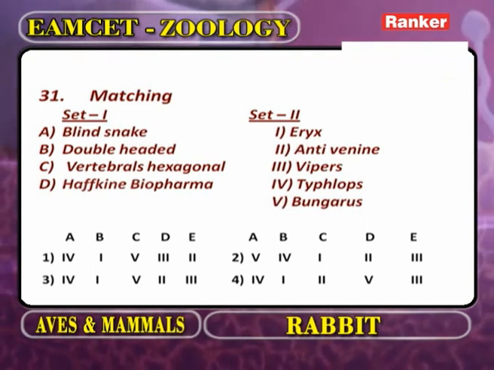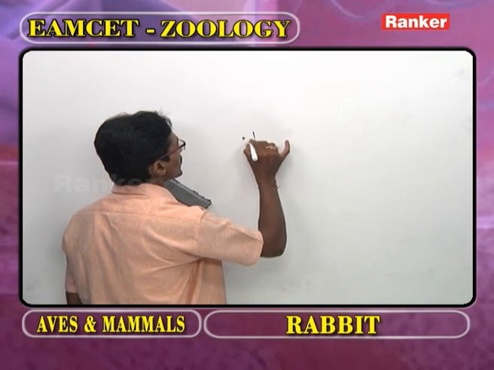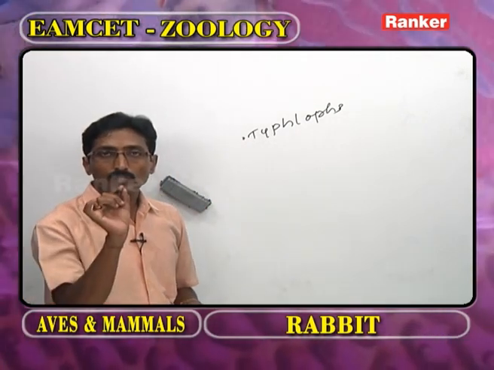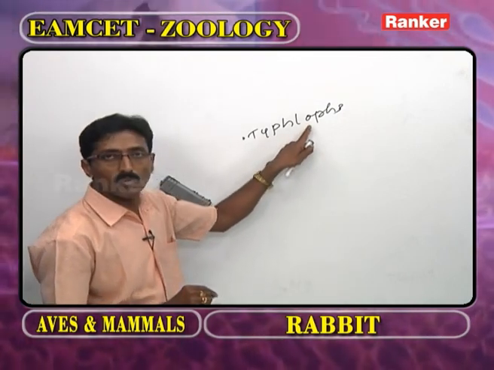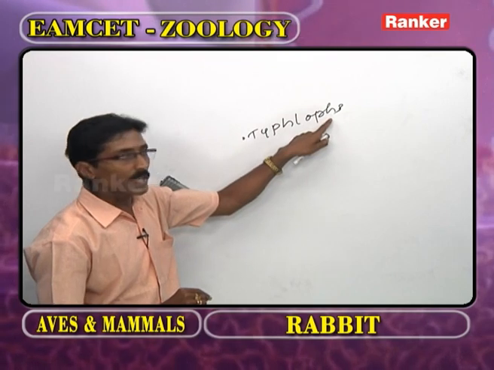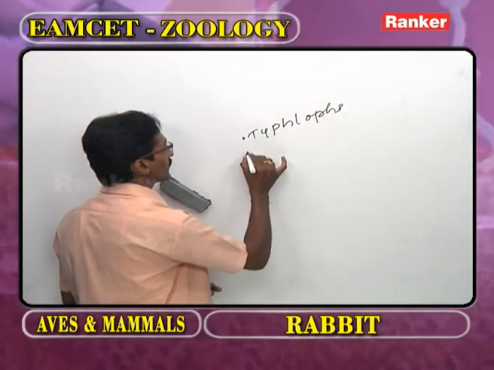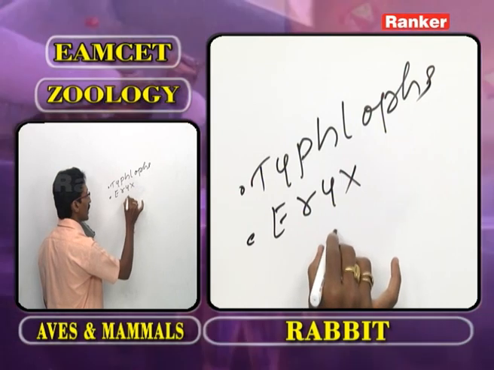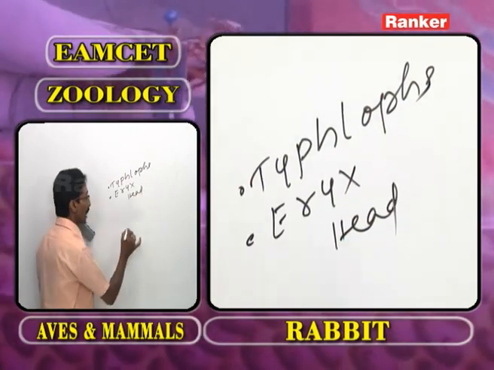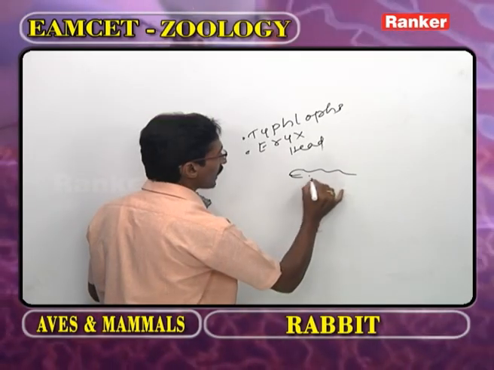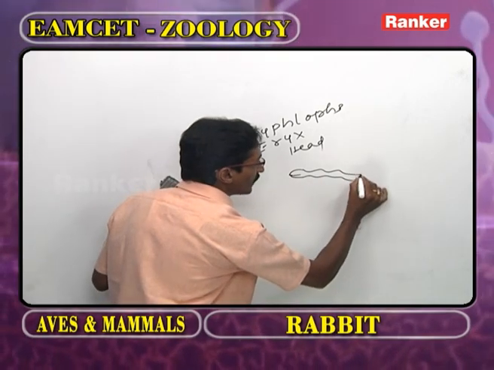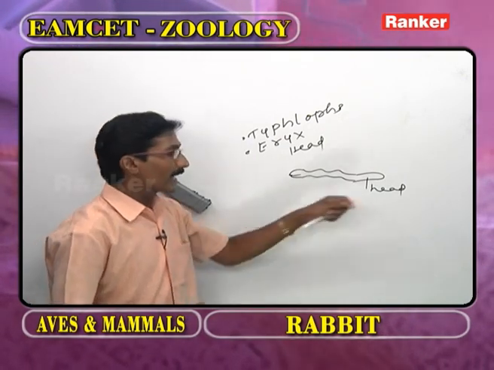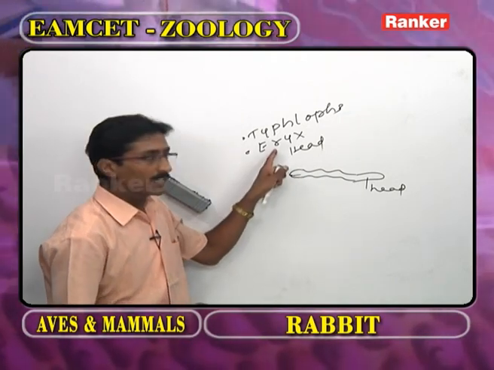Now, the first one is blind snake. As we observe the non-poisonous snakes, Typhlops, that is a blind snake, appears like an earthworm and it lives in burrows. It is a non-poisonous snake. Second one, double-headed snake. It is popularly known as Eryx johnii. In Eryx johnii, the head is present at one end, and as we observe the body, the tail also appears to be a head. The tail appears to be a head, but it is not a head. So, double-headed snake, Eryx johnii.